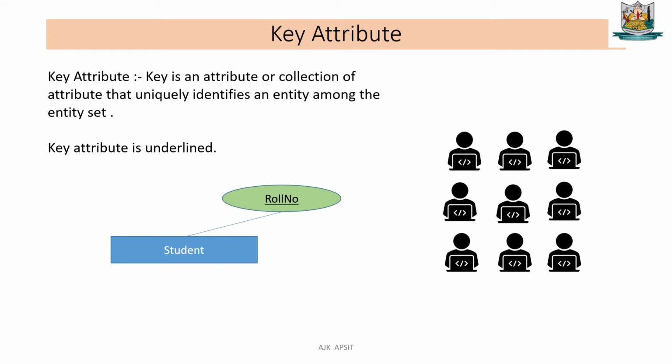Now the key attribute. Key attributes are a special type of attributes. A key is an attribute or a collection of attributes that uniquely identifies the entity among the entity set. In the ER diagram, the key attribute is underlined. Here, among all the student entity set, to identify a particular student, roll number is used as a key attribute.